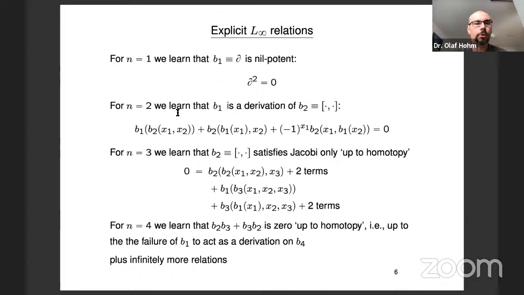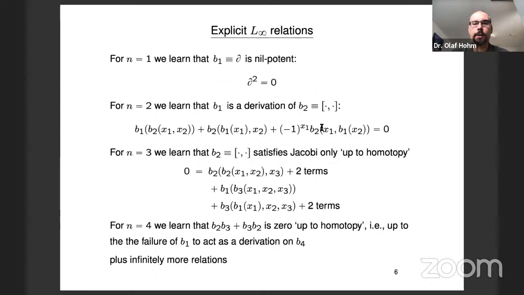Now for n equal two, it becomes a little more interesting, because now we have two objects. We have the two bracket B_2, and we have the derivation. This D squared equals zero condition gives me a compatibility condition between the two bracket and the differential, which is written here. Basically this tells you that if the one bracket acts on the two bracket, you can move it inside by a Leibniz rule, where you get a sign if you jump over an odd object. So that is this relation.